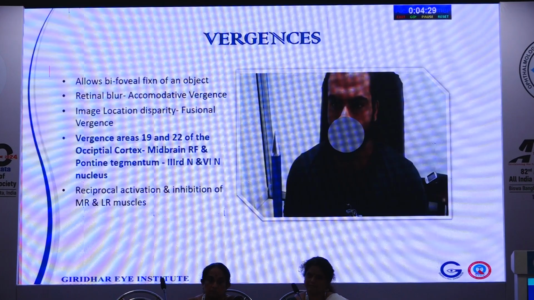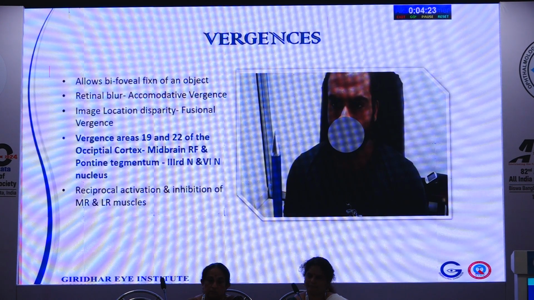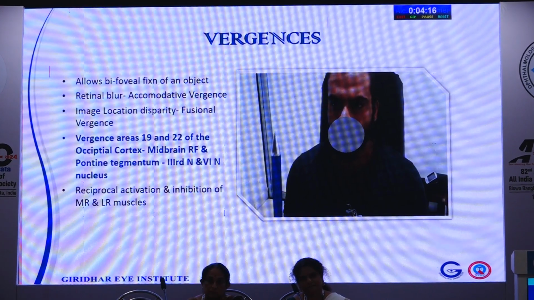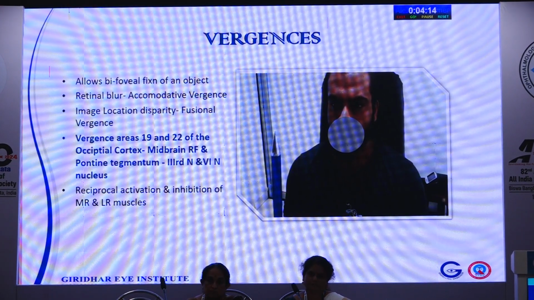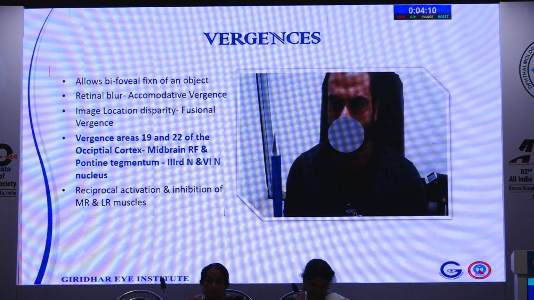Now, the vergence centers are multiple and not exactly known, but you have centers in the occipital cortex, areas 19 and 22, in the midbrain, the reticular formation, even in the pons, and the command goes to the third and sixth nerve nucleus. So there is reciprocal activation and inhibition of the medial rectus and lateral rectus muscles, which allows you to converge as well as to diverge, depending on what vergence you're doing.